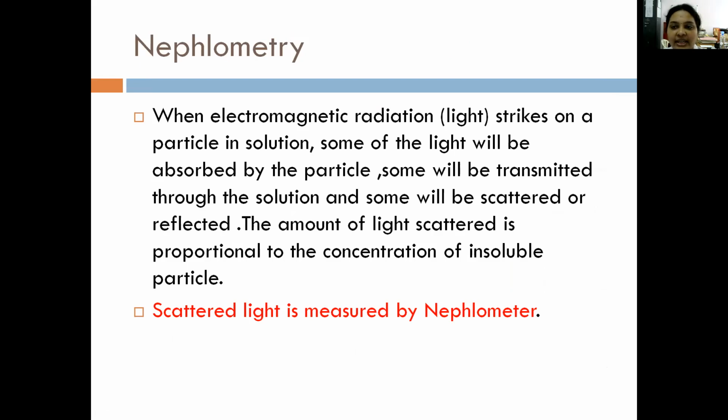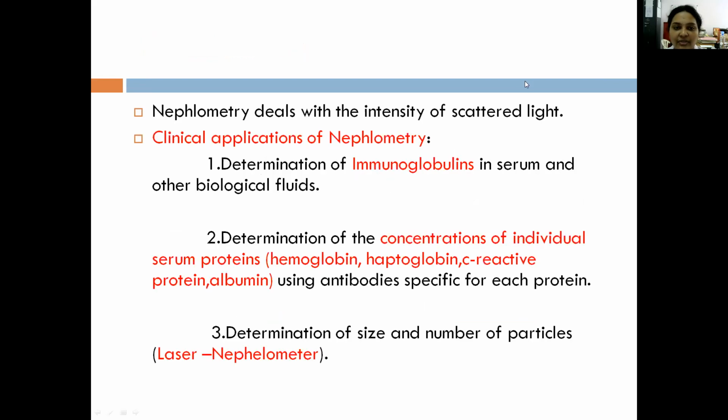Then nephelometry. What is the principle of nephelometry? When electromagnetic radiation strikes a particle in solution, some of the light will be absorbed by the particle, some will be transmitted through the solution, while some will be scattered or reflected. The amount of light scattered is proportional to the concentration of insoluble particles. So only this scattered light is measured by nephelometry. What is the light measured by the nephelometer? It is neither the absorbed nor the reflected, only the scattered light.